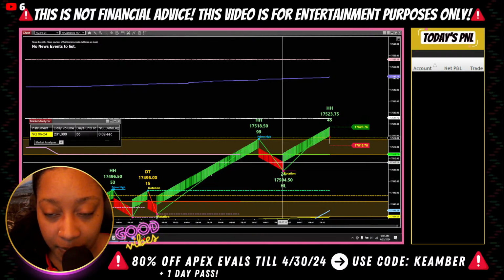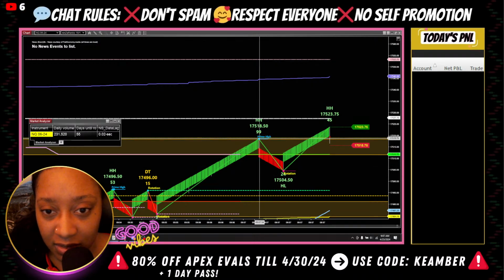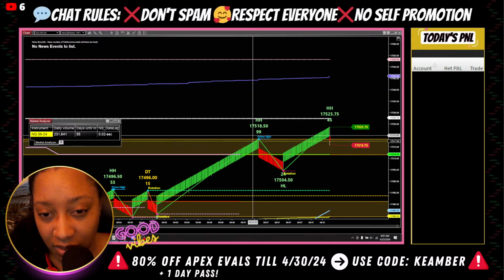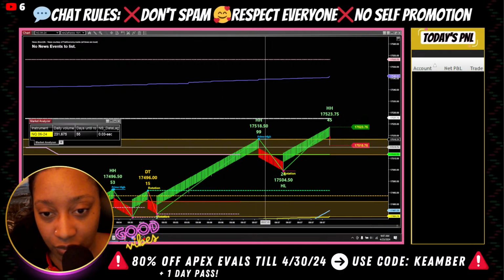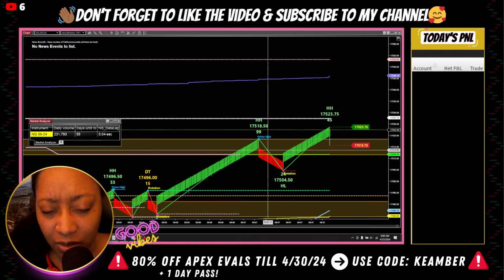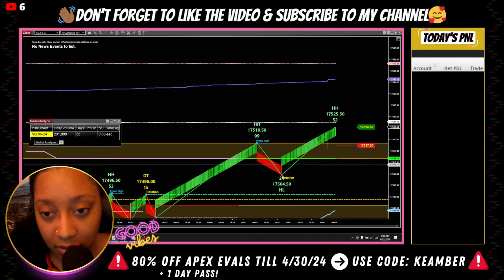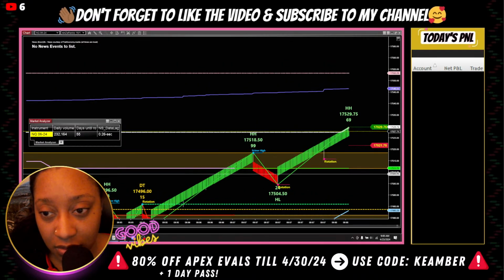This buy right here, I kind of wanted to take, honestly. The only reason why I didn't is because it basically reacted off the top of that zone, and typically when it comes to a regular pullback, I don't like taking those. So I think it would have been just kind of chancy, so I'd rather just sit out.